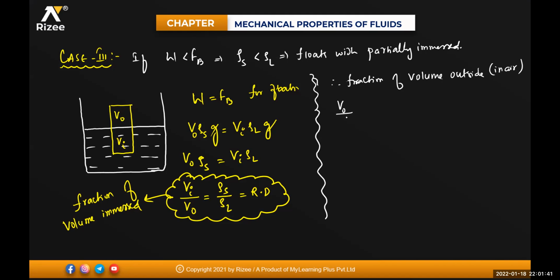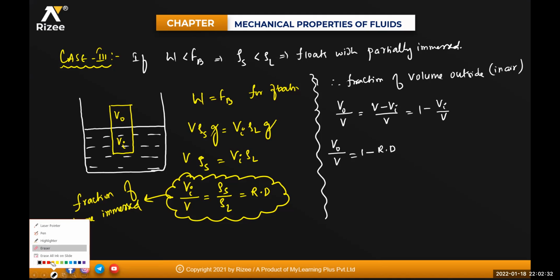So V outside divided by your total volume, that is V. So the volume outside will be equal to V minus Vi, divided by V. That is 1 minus volume immersed divided by V. Here V is the total volume of the body, not volume outside. So volume outside divided by V is equal to 1 minus relative density. Volume immersed divided by total body is called your relative density.